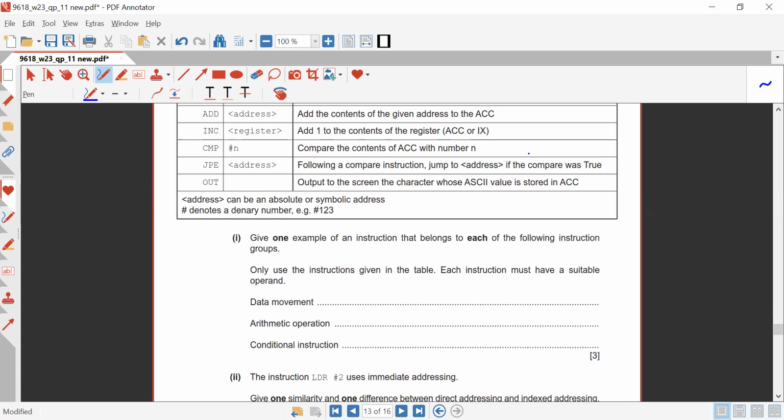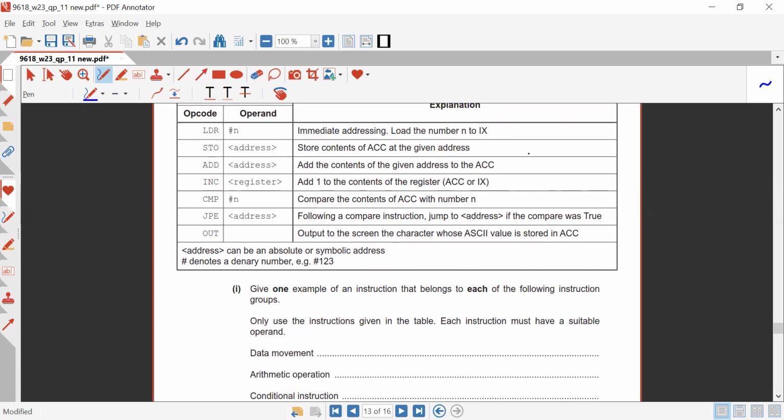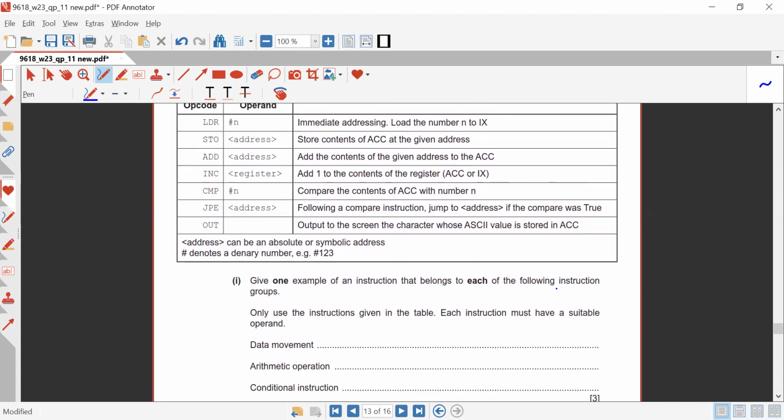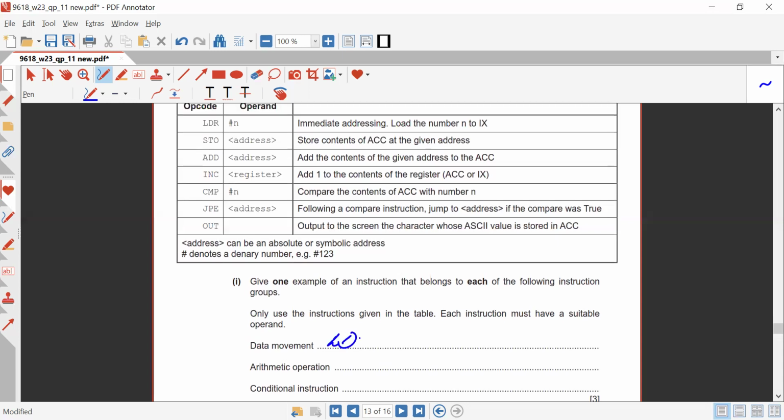Do remember it. Now, data movement. For data movement, we can write LDR. LDR means immediate addressing: load the number n into the index register. We can also write store, which could be used for data movement as well. I'm taking LDR over here. LDR is the opcode, and we have to use a suitable operand. So I can write LDR #n, for example LDR #50, or you can write any number, not an issue.